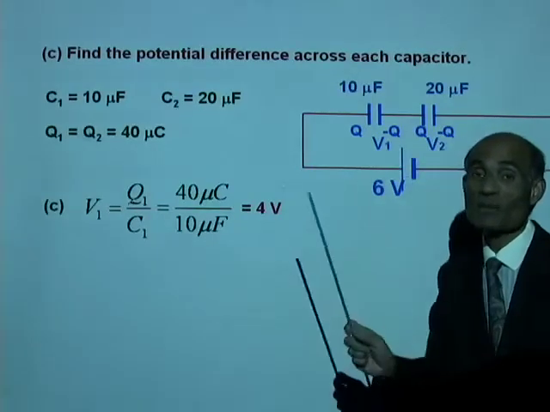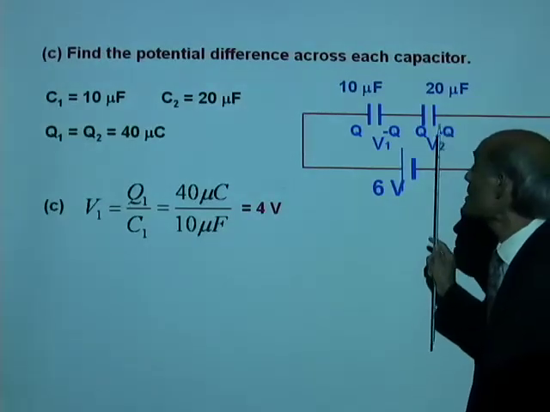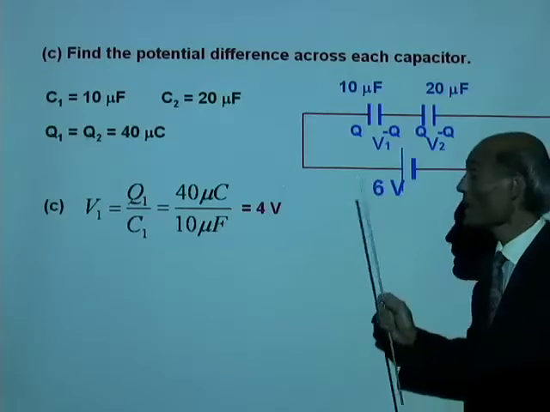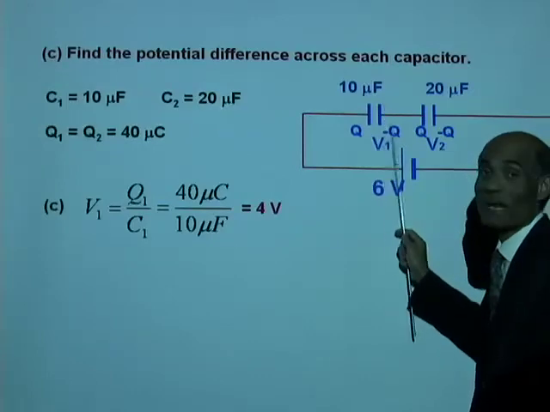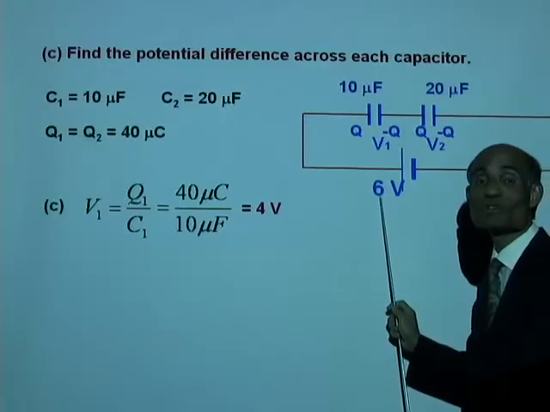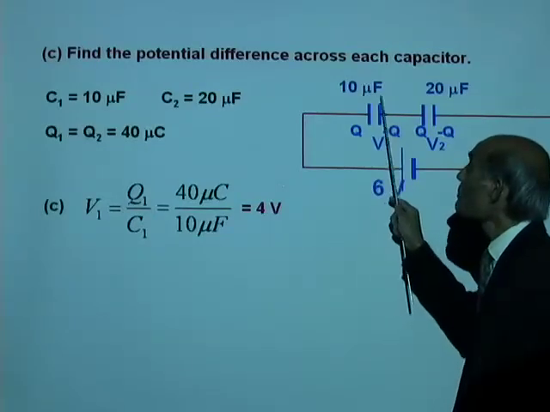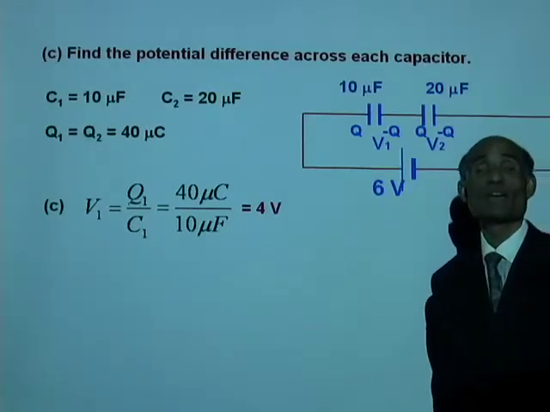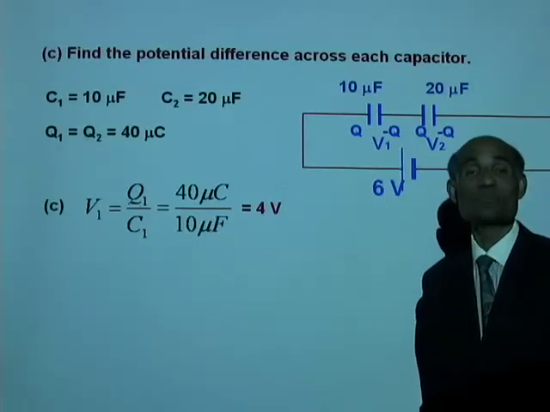If you now understand the mechanism of a series connection, you could tell me the other one right away. What is the potential difference across the second capacitor? Well, the total potential is divided. The potential difference across the first capacitor plus the potential difference across the second capacitor must be equal to the total potential. So the total potential is 6 volt. The potential across the first capacitor is 4 volt. So what must be the potential across the other capacitor? It must be 6 minus 4, that is 2 volts.